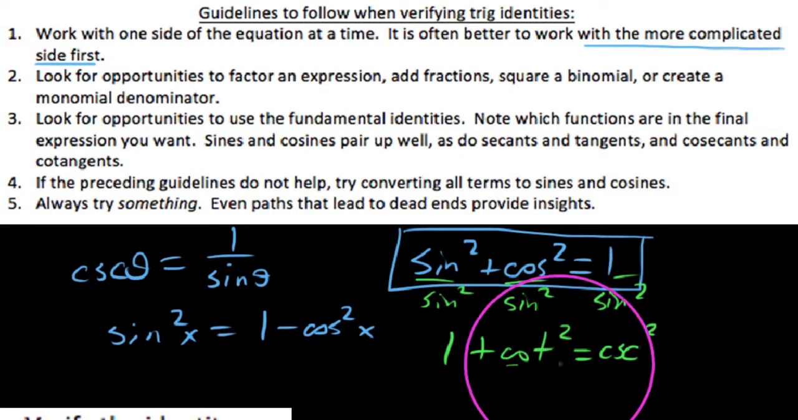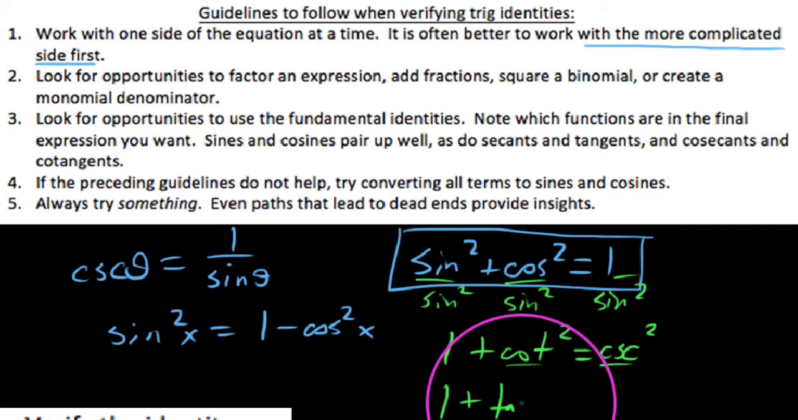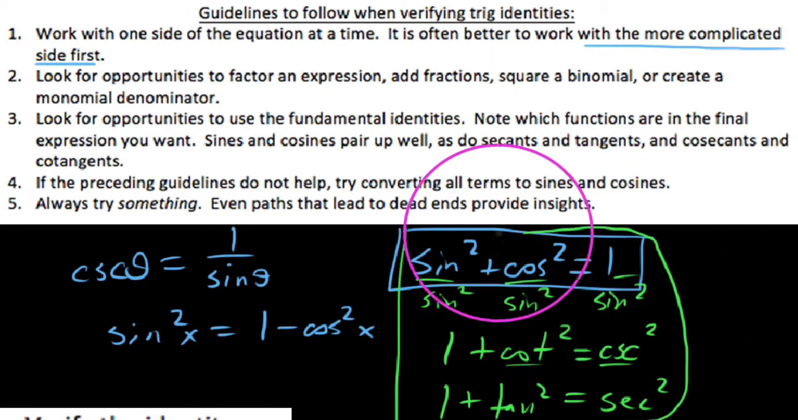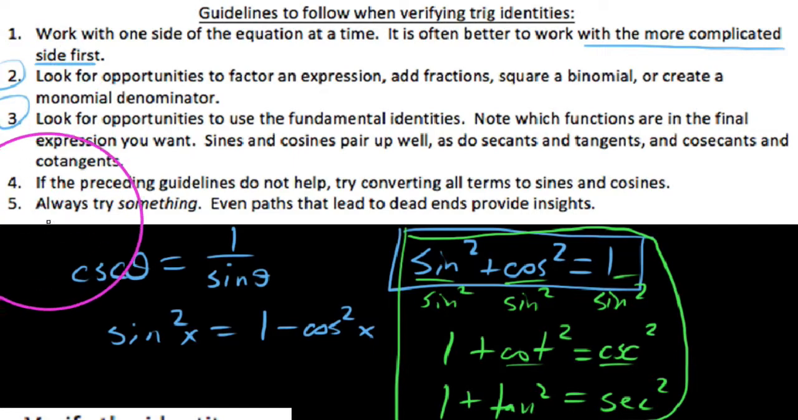So we say that cotangents and cosecants pair up well, as do tangents and secants. Okay, so knowing your trig identities is going to be really helpful here because we'll do trig substitutions as well as the algebra that we said we'd do in step 2. Last couple here, just real quick. Number 4, if the preceding guidelines don't help, we're going to just take everything and turn it into sines and cosines. It's a helpful thing to do sometimes.